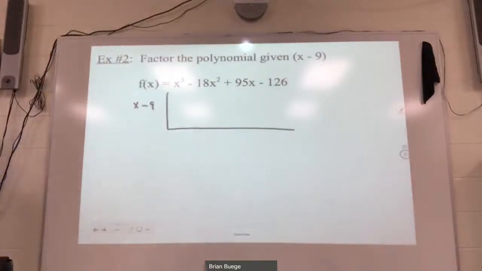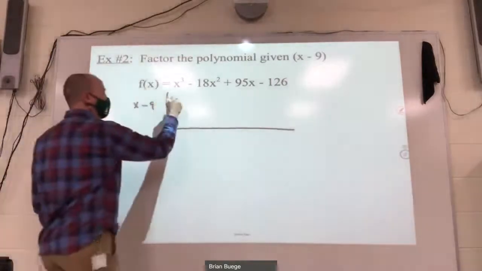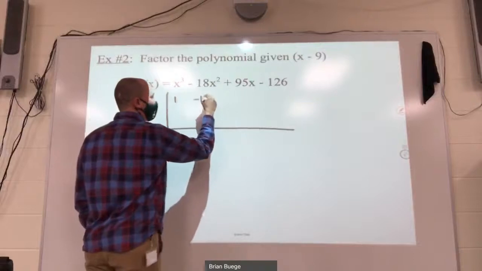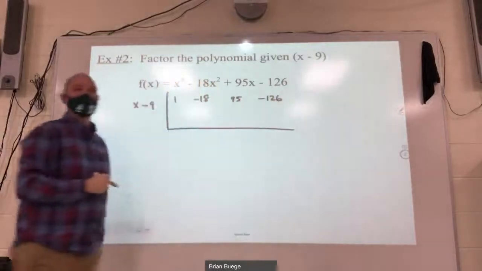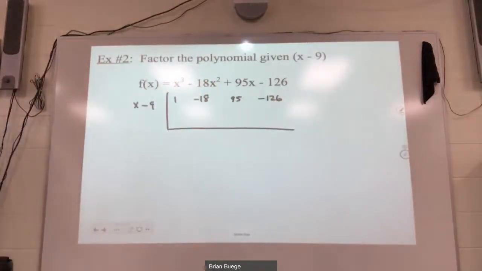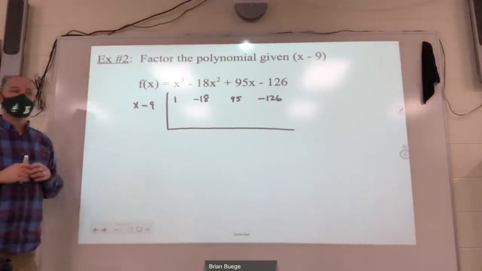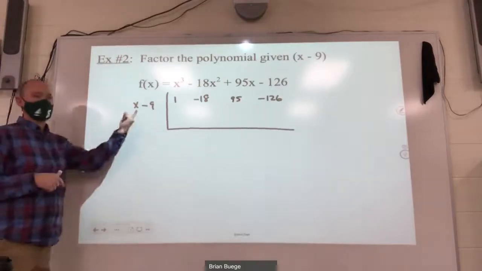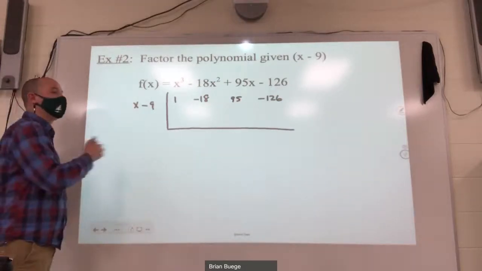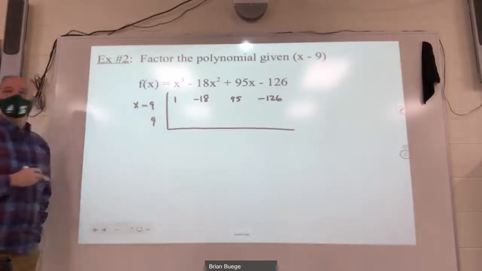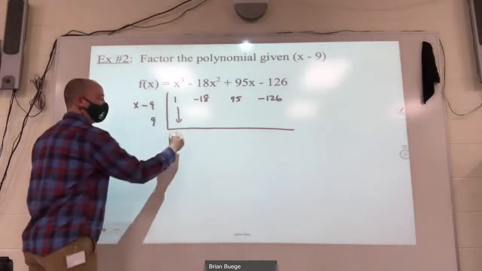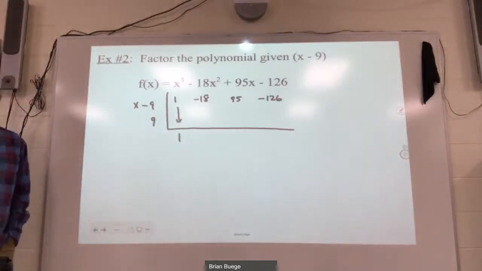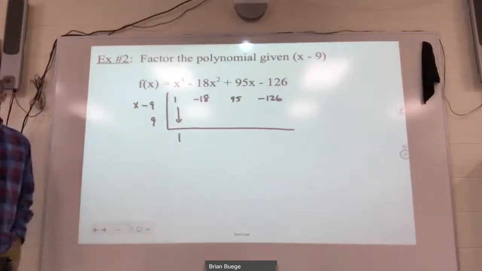So same thing again. I'm going to just bring the numbers down. So this would be a 1x cubed, a -18x squared, +95, and a -126. And if x minus 9 is the factor, what would be the 0 that I'm checking? What's the 0 of x minus 9 here? Yeah, then we would be using 9. So here comes the synthetic division. Always bring the first part down. You got 1. And then multiply, add, multiply, add, multiply, add.